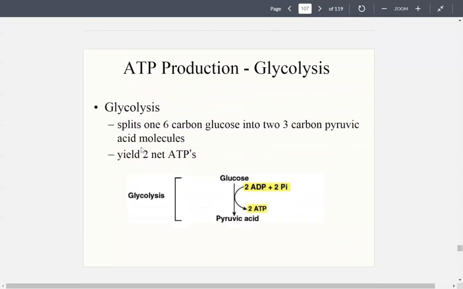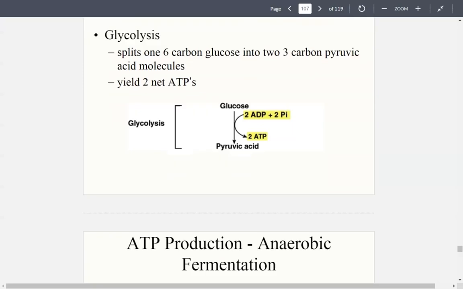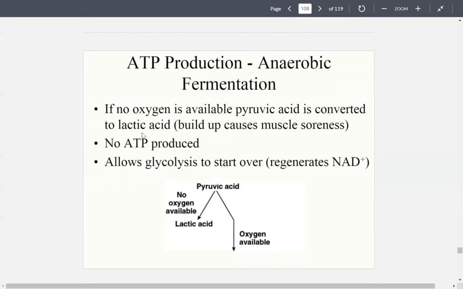Now, that energy production starts with glycolysis. Your body will take 1 glucose and split it into 2 pyruvic acid molecules, generating a net 2 ATP. It can then go one of 2 different ways. If we do not have oxygen present, those pyruvic acids are going to get converted into lactic acid. This lactic acid conversion does not create energy, but it does allow glycolysis to kick over again.